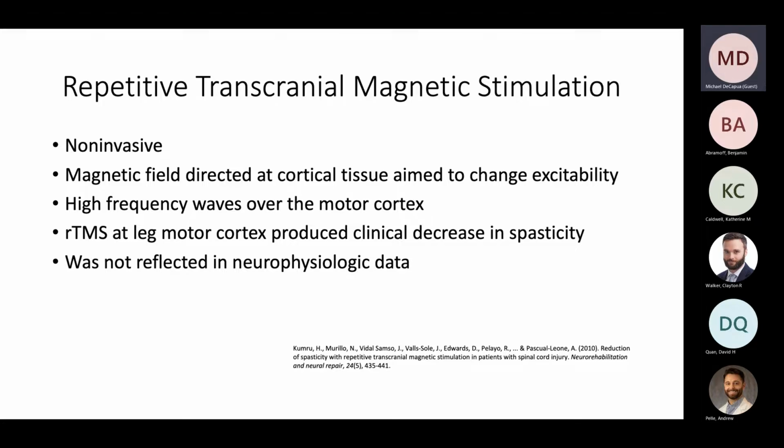targeting the motor cortex. So this study, a 2010 study, specifically looking at spinal cord injury patients, targeted the transcranial magnetic stimulation at the leg motor cortex. And it did show that there was a clinical decreased response in spasticity for these patients. However, when they tried to follow up and measure it on EMGs and neurophysiologic data, it was not supported. It was not exactly reflected, but there was a symptomatic and clinical improvement in spasticity for these patients.